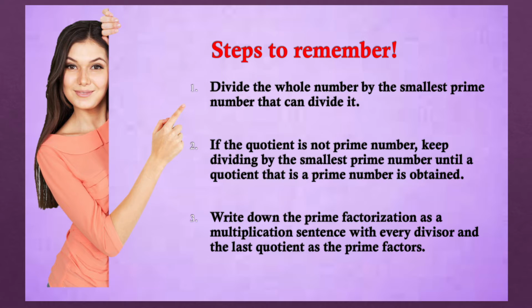The first is divide the whole number by the smallest prime number that can divide it. Second, if the quotient is not a prime number, keep dividing by the smallest prime number until a quotient that is a prime number is obtained. Third, write down the prime factorization as a multiplication sentence with every divisor and the last quotient as the prime factors.